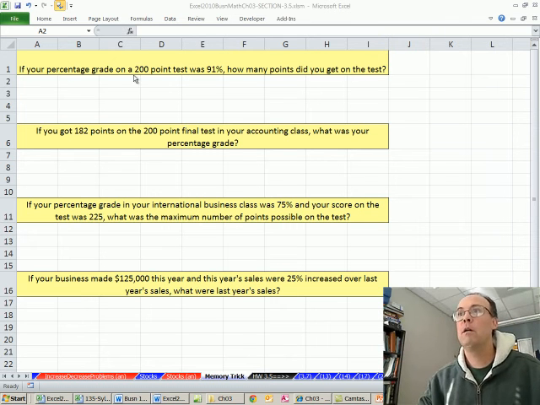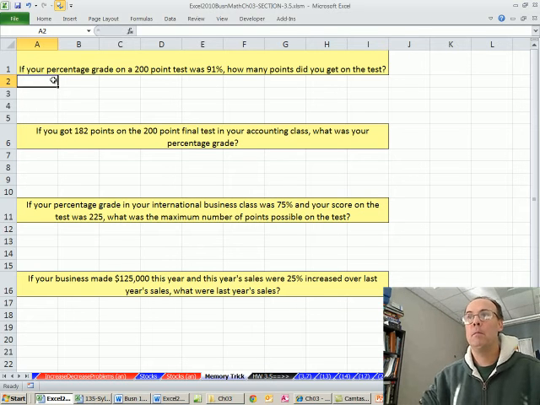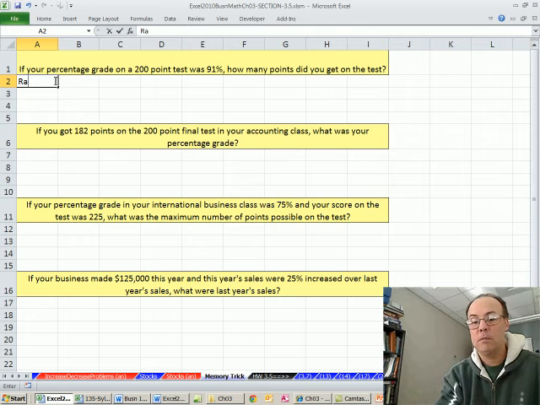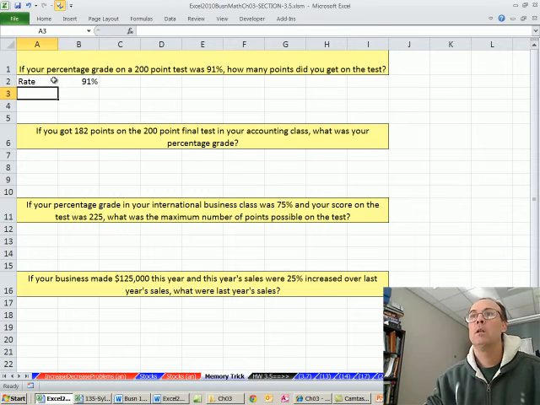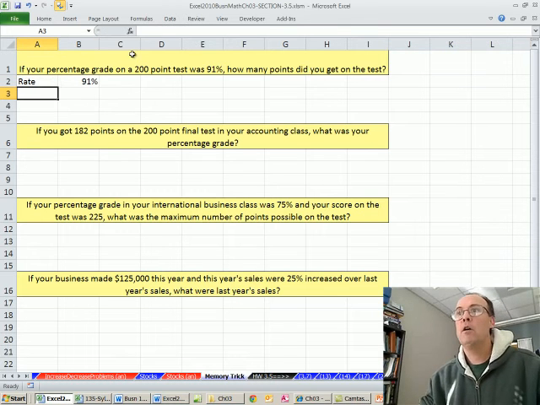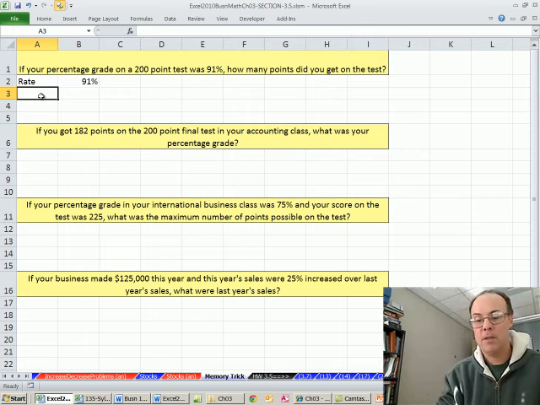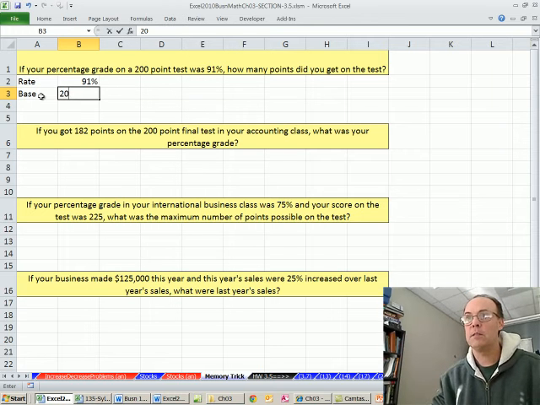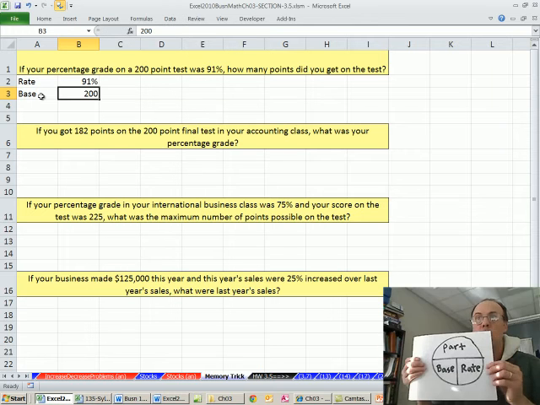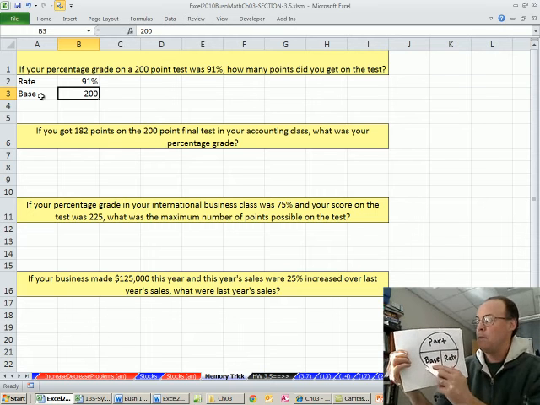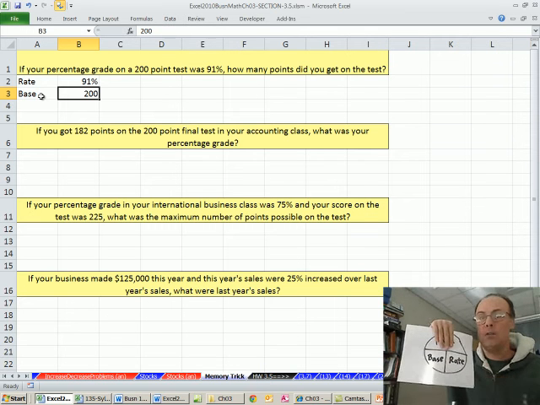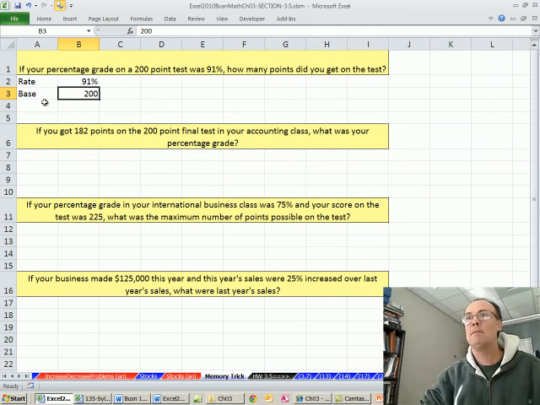If your percentage grade on a 200-point test was 91%, how many points did you get on the test? Well, right off the bat, this doesn't look like an increase or decrease problem, so I'm just going to put rate, and I know it looks like it's 91%. If your percentage grade on a 200-point test, okay, so that must be the base, right? Base, 200 points. So here's how we use this. We have rate and base. And so that means what? We're solving for part. So we cover that up, and that means multiply.